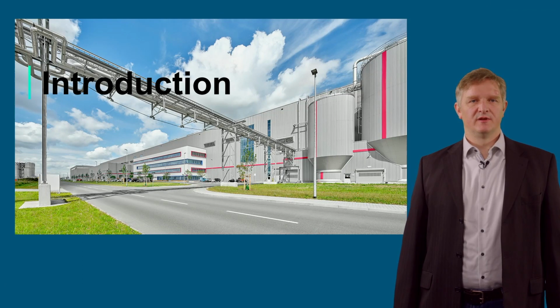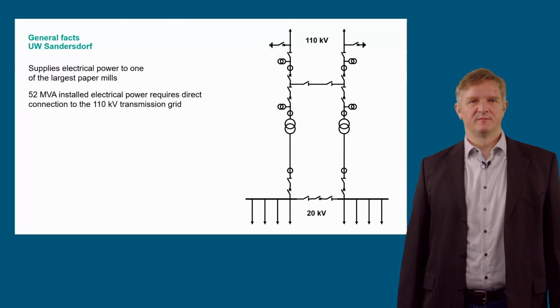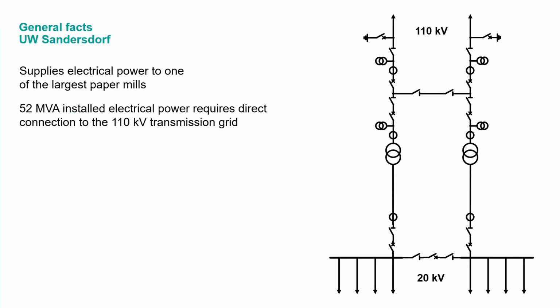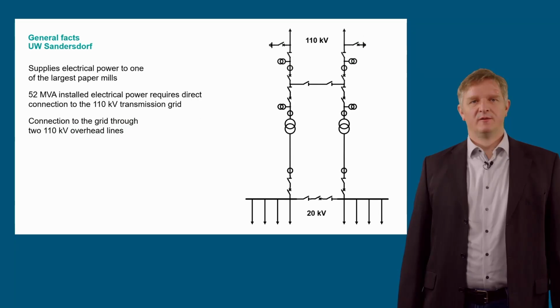Let's start with additional information on the UW Sandersdorf project. The UW Sandersdorf substation is in eastern Germany and supplies electrical energy to one of the largest and most modern paper mills in the world. Due to the size of the plant, 50 MVA of installed electrical power is required. The overhead lines connect the substation to the 110 kV grid.